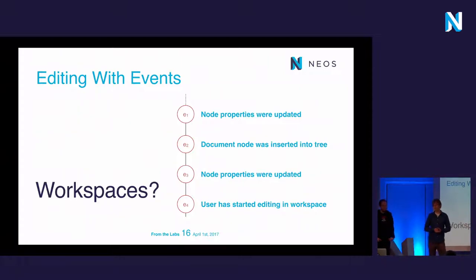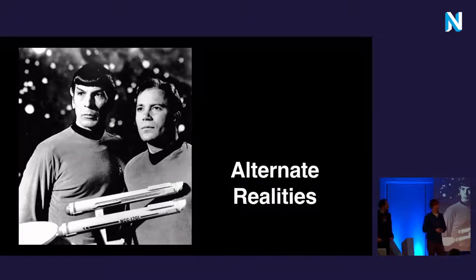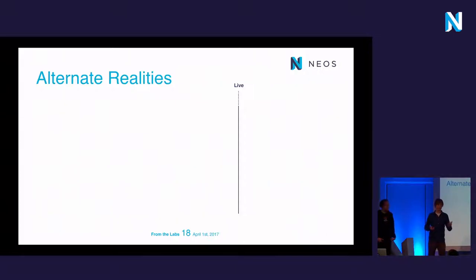And yeah, during the workshop, we went into alternate realities. We thought about, so what if we do not have only one event stream? Ideally we use a system where we have the live event stream, where we publish a node was updated event that was already published, for example, or imported, or whatever. And then we have a workspace.